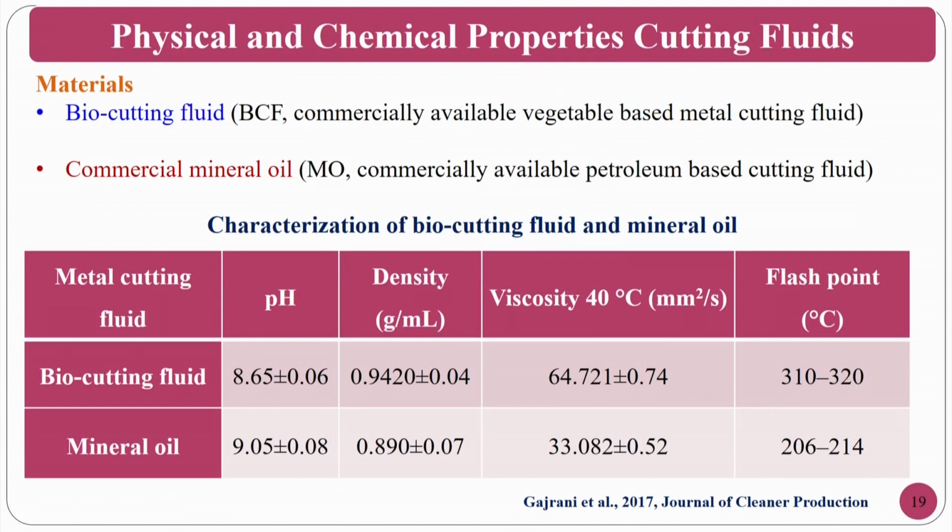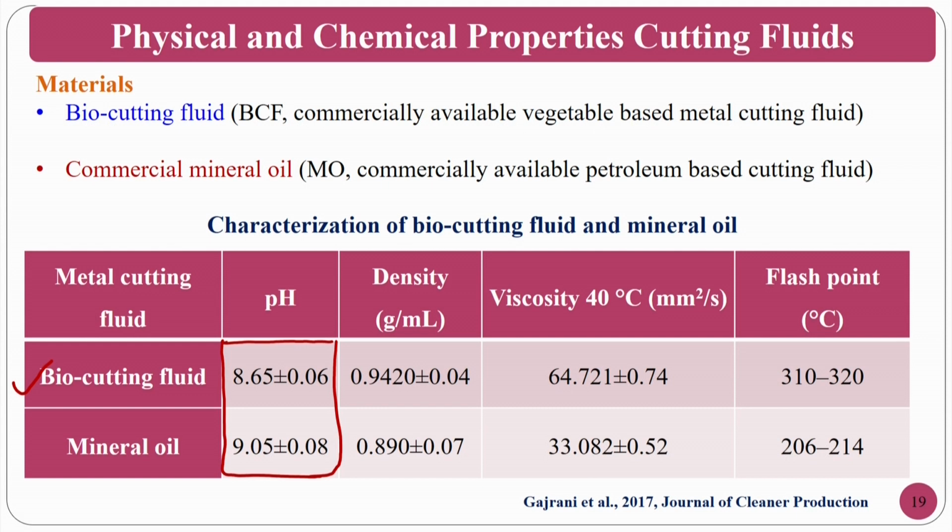The first one, we want to compare between mineral oil as well as biocutting fluid. For that purpose, the first and foremost thing that we are going to characterize is their pH. If you see the pH characterization of the biocutting fluid and your mineral oil, normally the pH should be around 7. If it is around 7, there is not much problem. Among the biocutting fluid and mineral oil, the one near to 7 is the biocutting fluid. That means biocutting fluid has good pH compared to the mineral oil.